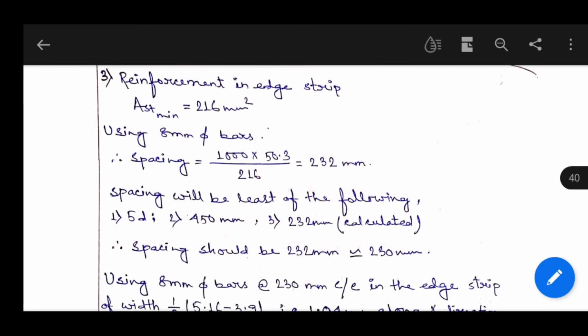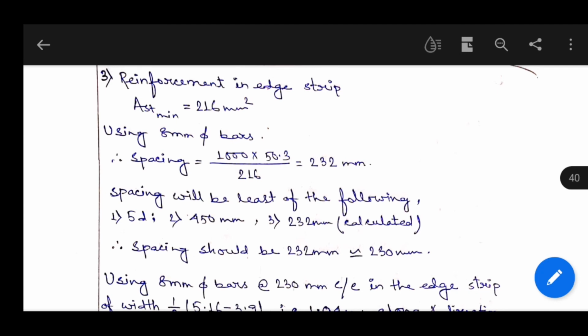So we have calculated earlier that AST minimum, area of steel minimum, is equal to 216 square mm. Now using 8 dia bars, the spacing will be 1000 into 50.3 by 216, that is equal to 232. Now spacing will be the least of the following: 5D, 450 and 232 which is calculated. So spacing should be 232 or we can use 230. Okay.